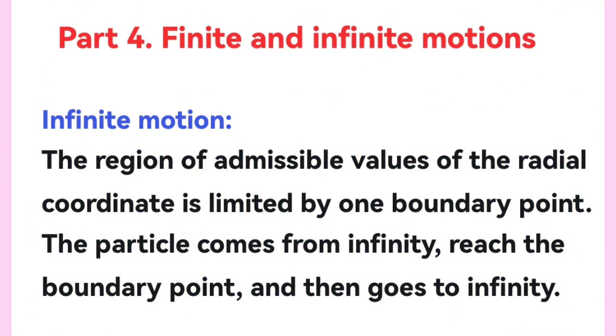Part 4. Finite and infinite motions. If the region of admissible values of the radial coordinate is limited by only one boundary point, then the particle's motion is infinite. In infinite motion, the particle comes from infinity, reaches the boundary point, and then goes to infinity.